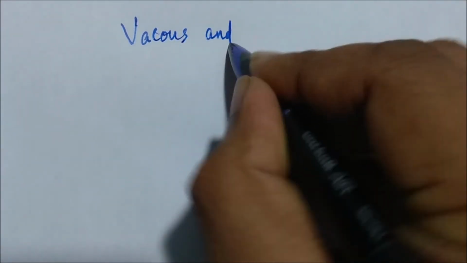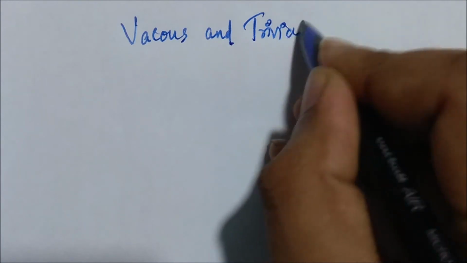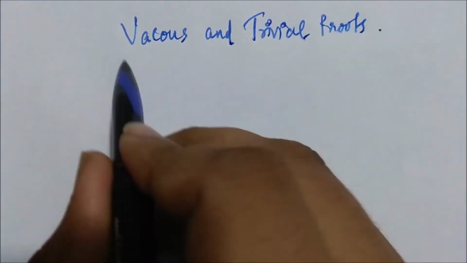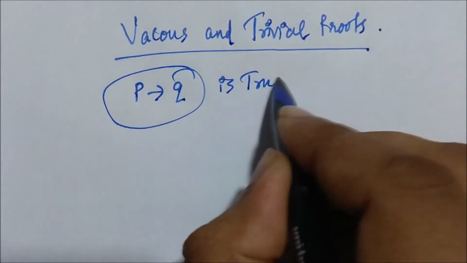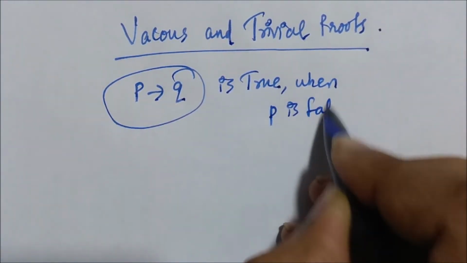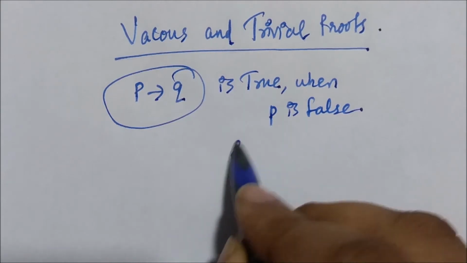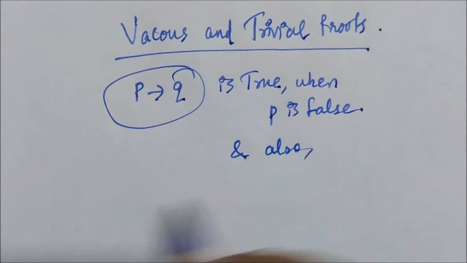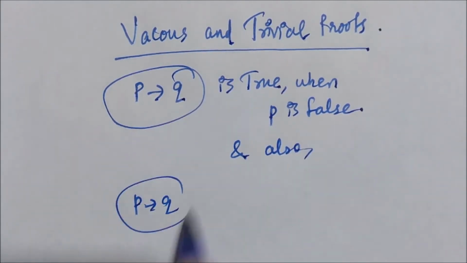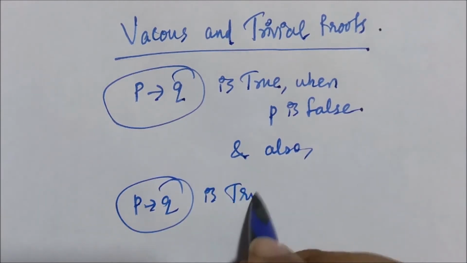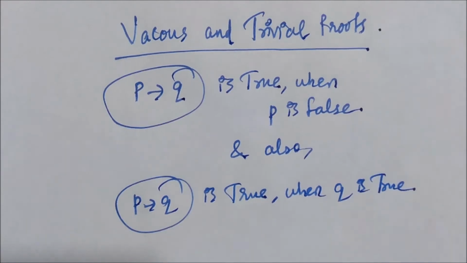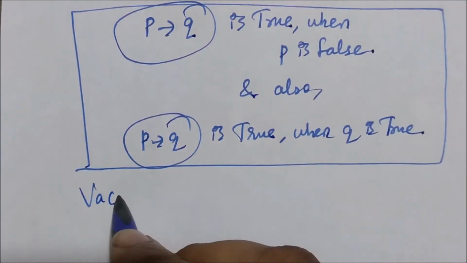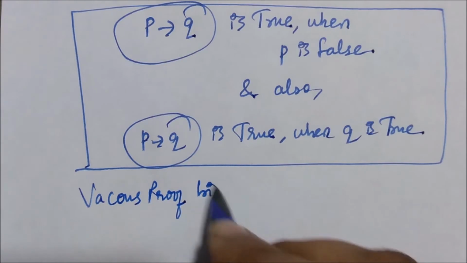Next type of proof method we are going to see are vacuous and trivial proof. Okay, so we consider the conditional statement P implies Q. Alright, so what will be the case when P is false? When P is false in a conditional statement P implies Q, we know that P implies Q is always true, right? So if we can show that the hypothesis is false in the conditional statement P implies Q, we can prove that P implies Q is true. And that's exactly what the vacuous proof tries to do.